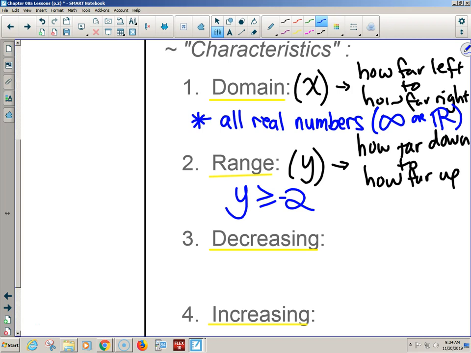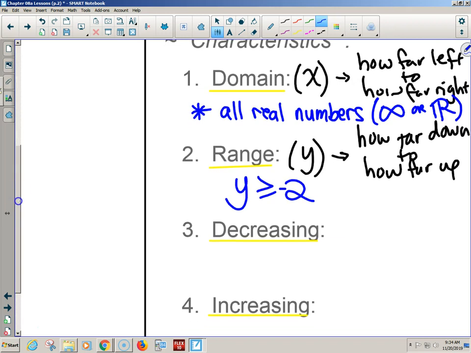But range, this one's going to change. It's either going to have a highest or it's going to have a lowest based on whether it's concave up or concave down. But we are going to have to use inequalities like greater than or equal to's, less than or equal to's to say how low does it go, how high does it go.